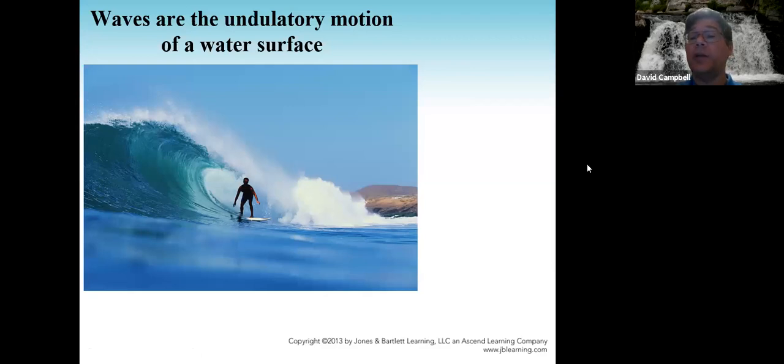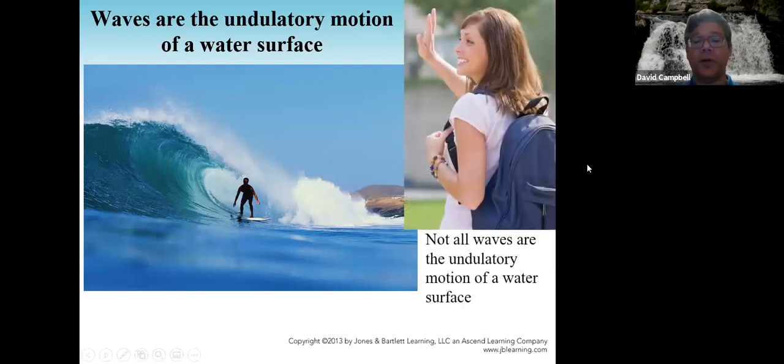Our textbook defines waves as the undulatory motion of a water surface. Well, not all waves are the undulatory motion of a water surface, but the ones that we're interested in for oceanography. Well, waves in the atmosphere and even waves that travel through the earth have some relevance as well, but mostly focused on the water ones.